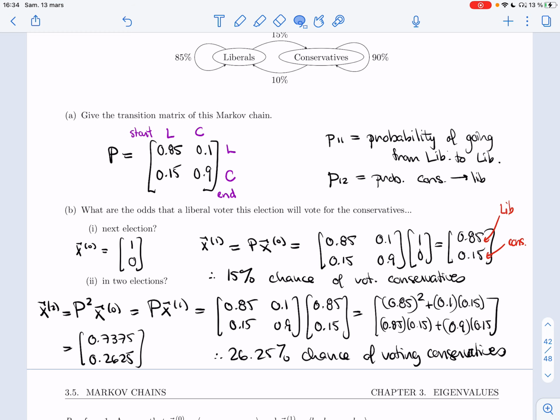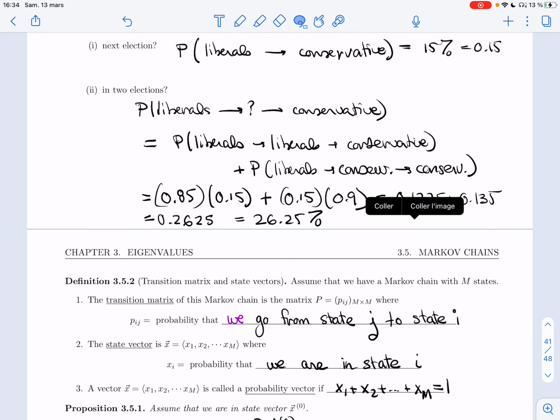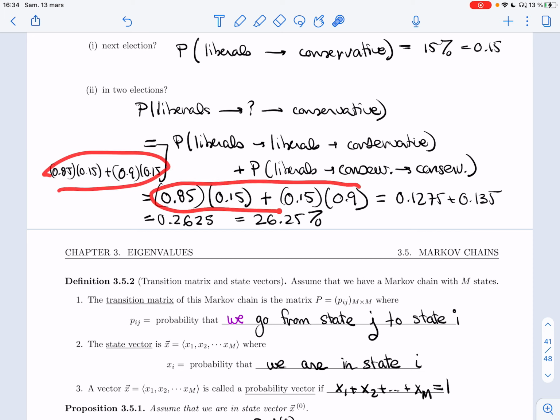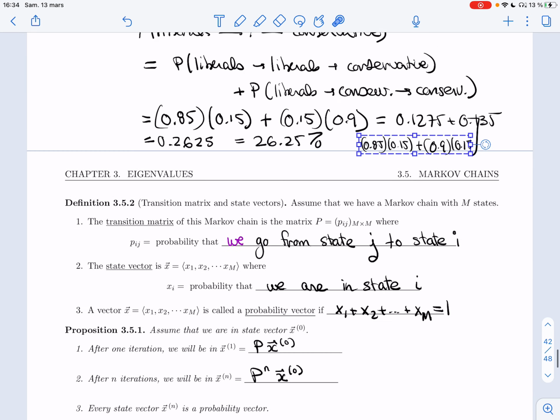Let's compare it to what we've done before. If you notice, that computation is exactly the one that we had here. So we got exactly the same answer. Of course, we did a few other computations. We also computed the odds of voting liberal in the election. Actually, let me erase this before I forget.